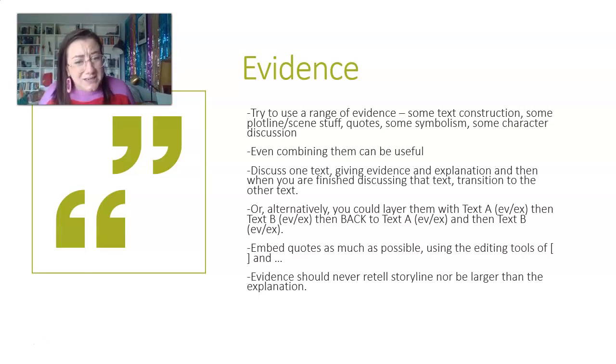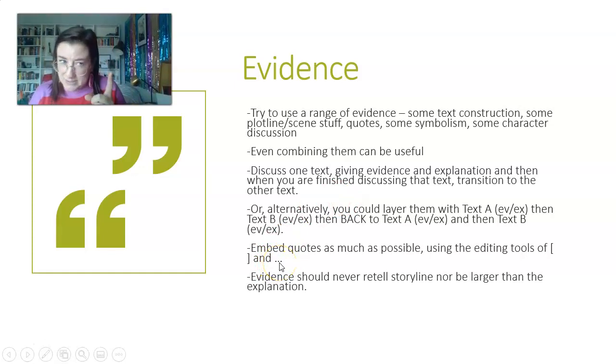Also, don't forget to use editing tools with embedding if you need them. The square brackets you can use if you need to change the word from I to she, then you just write she inside the square brackets. The other one you can use is the ellipsis, the three dots. Now it is only three dots. Don't be throwing five in there. I don't want them. Three dots says there is something in between these two phrases that I've put together, but it wasn't necessary to include it for my purposes.